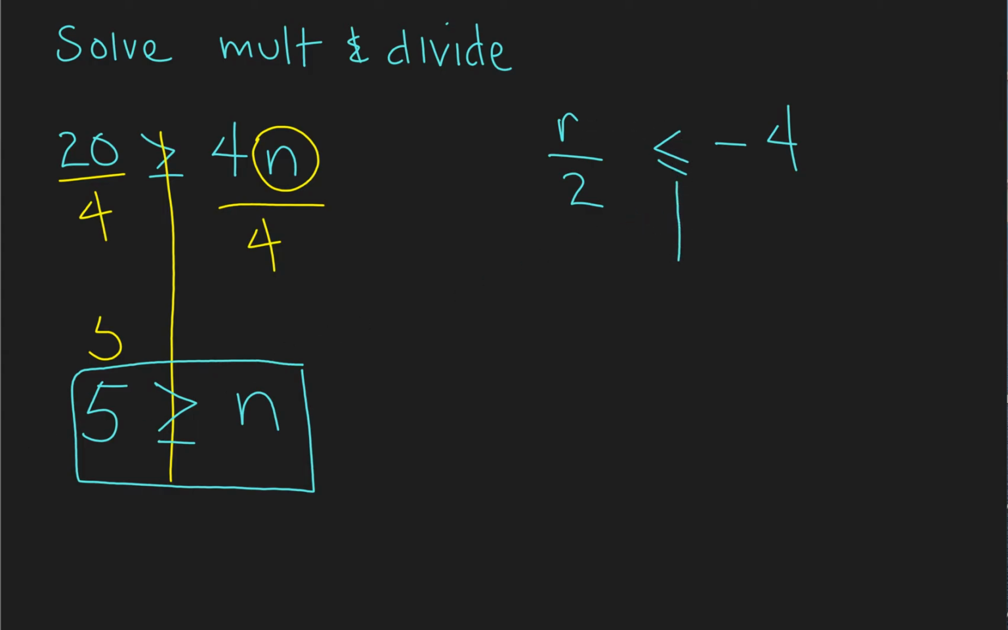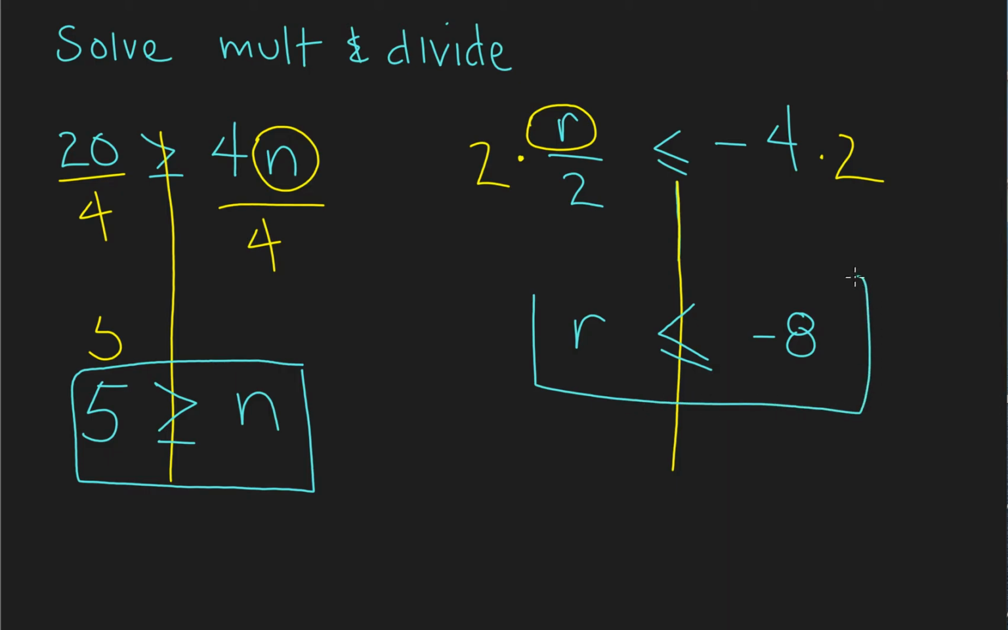Now, same thing, we break it apart at the inequality sign. Remember that my goal is to get this r by itself, so I am going to do the opposite. So r divided by 2, the opposite is times 2. Now this leaves me with 2 divided by 2, leaves me with the r. Negative 4 times 2 is negative 8. And I got that less than or equal to. So my solution here is all the numbers that are less than or equal to negative 8.